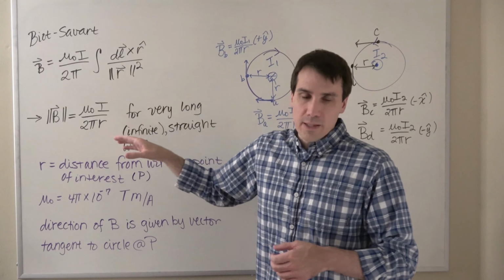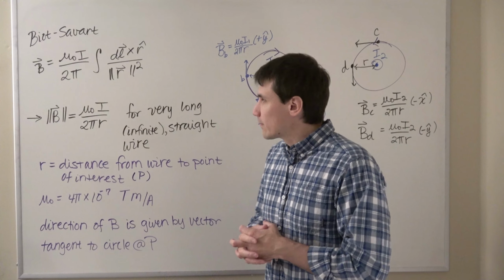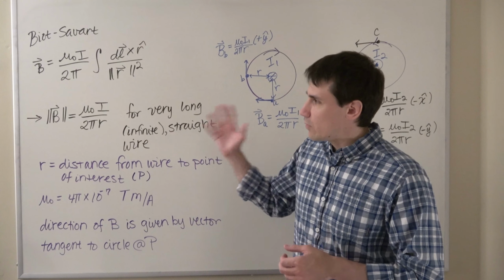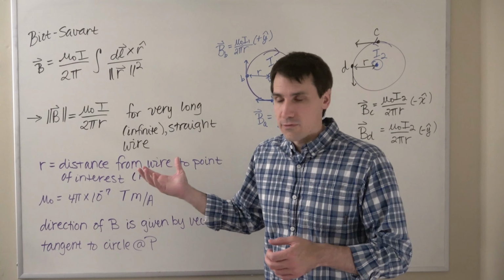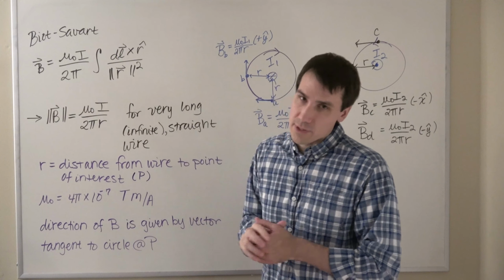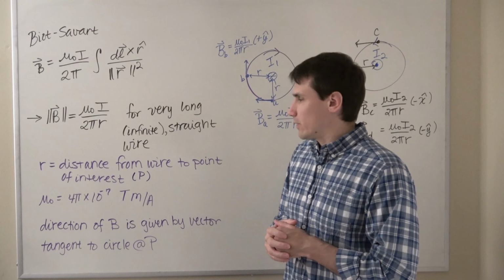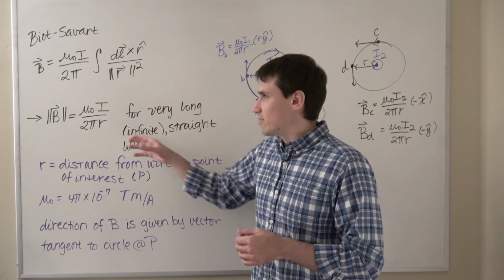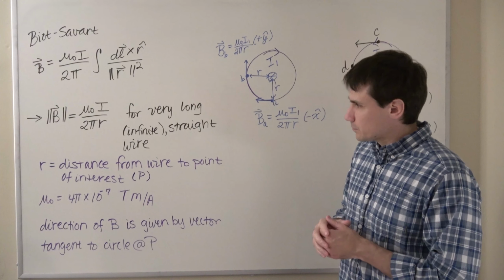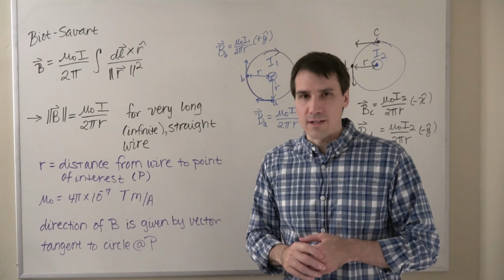The r in the denominator, well, if I'm further away from my wire, it seems like my magnetic field should be weaker. And that, in fact, turns out to be the case. So the equation at least logically makes sense from the point of view of values that are in the numerator and values that are in the denominator. Okay, so the next thing we can think about is, what do these values actually mean? Well, I is obviously the current flowing through our wire.